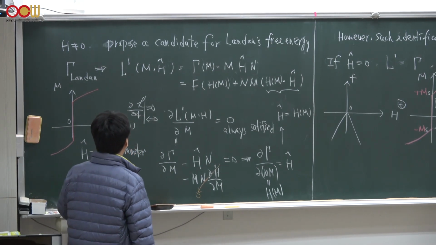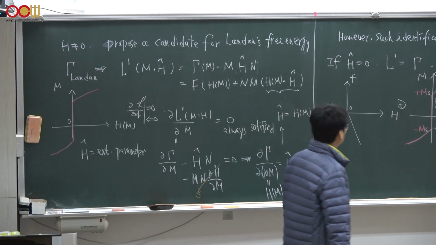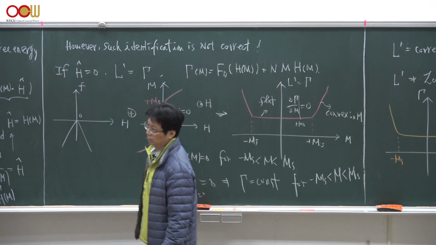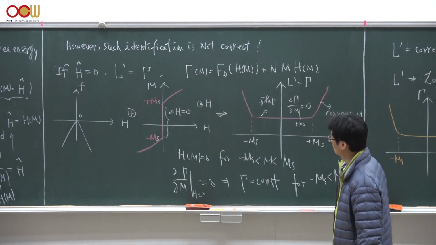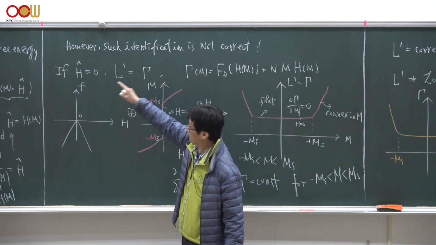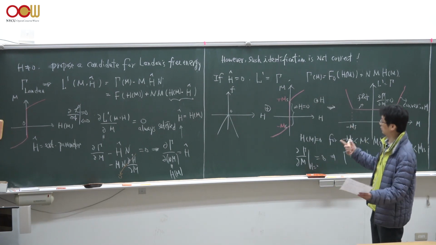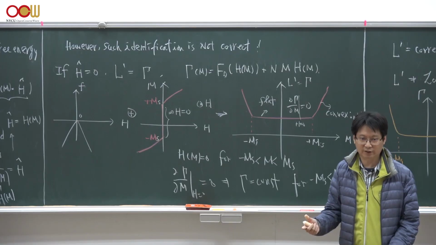However, such an identification is not correct. Okay, so let's see why this is not correct. In the absence of the external parameter, with h hat being 0, in such a case, this L prime is nothing but the Gibbs free energy. Right? So if h hat is 0, then they are the same. Okay? But we know that they are not the same.